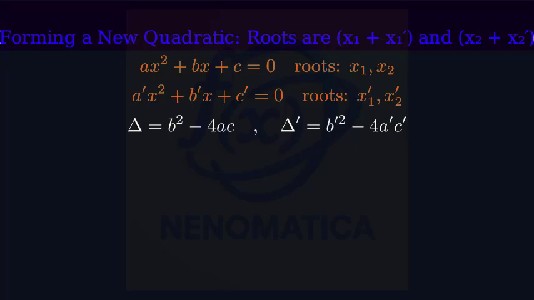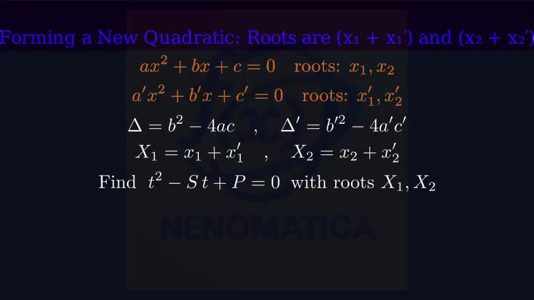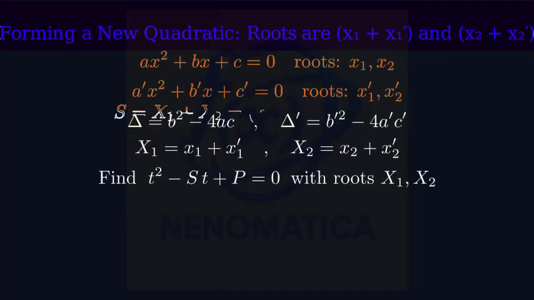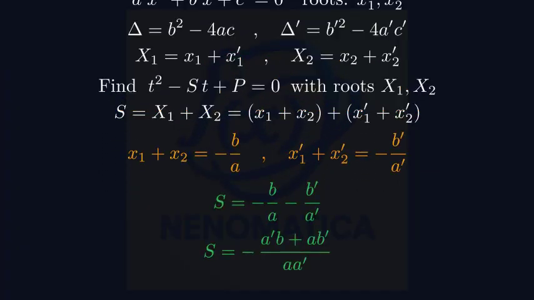We will denote delta as b squared minus 4ac, and delta prime as b prime squared minus 4 a prime c prime. Define new roots capital X1 and capital X2 by capital X1 equals x1 plus x1 prime, and capital X2 equals x2 plus x2 prime. The quadratic we want has these as its 2 roots. First compute the sum S, which is capital X1 plus capital X2. This equals x1 plus x2 plus x1 prime plus x2 prime.